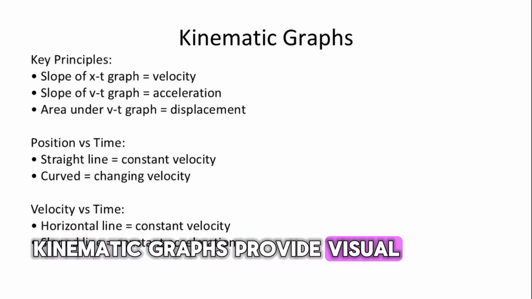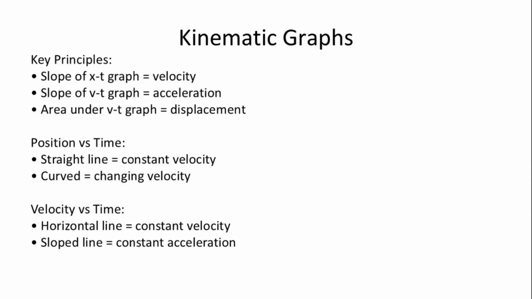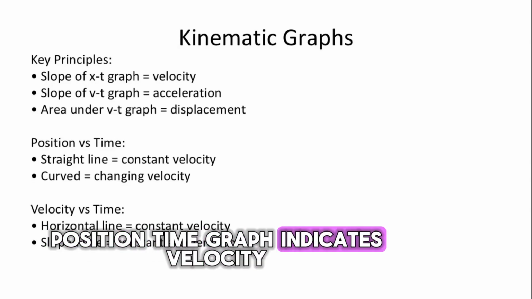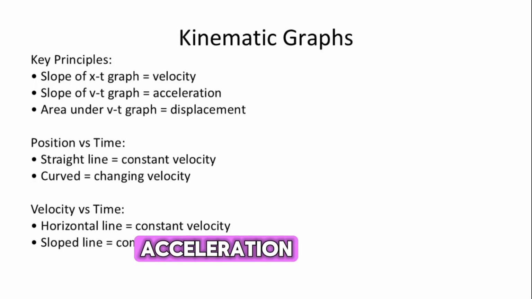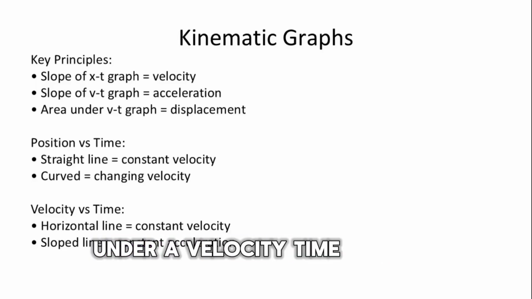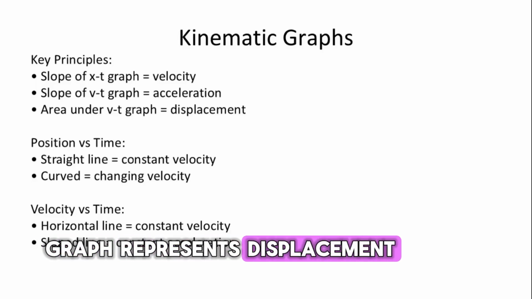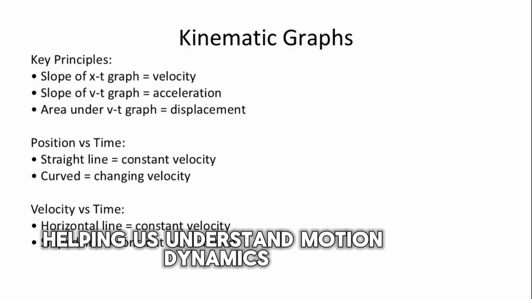Kinematic graphs provide visual insights into motion. The slope of a position time graph indicates velocity, while the slope of a velocity time graph shows acceleration. The area under a velocity time graph represents displacement, helping us understand motion dynamics.